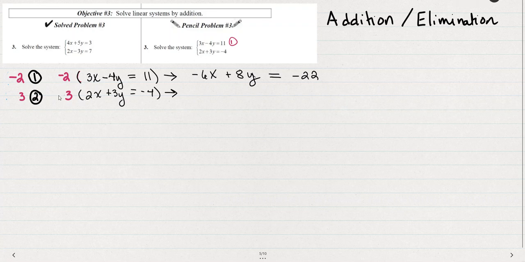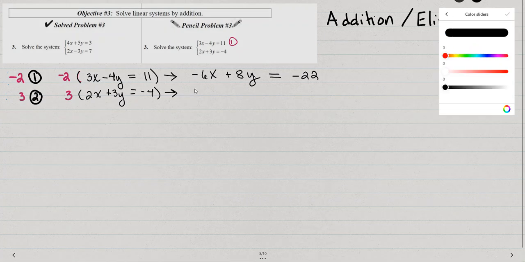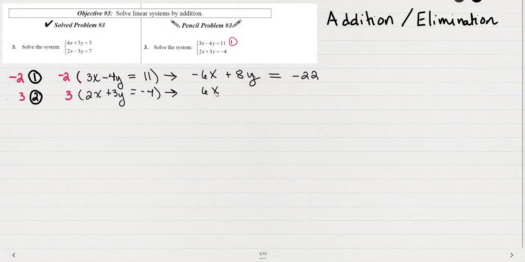So for the second equation, what I'm going to do is multiply the second equation by a positive 3. So 3 times 2x is 6x. 3 times 3y is positive 9y. 3 times negative 4 is negative 12. And now do you see that the x's are opposites? 6x plus 9y equals negative 12.